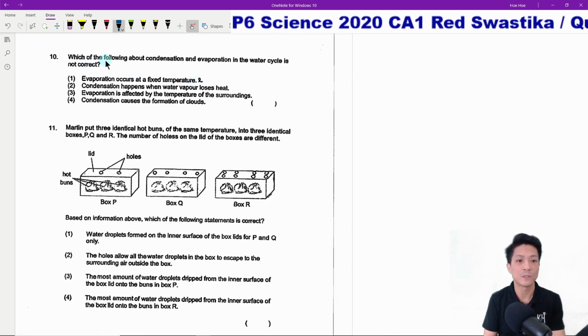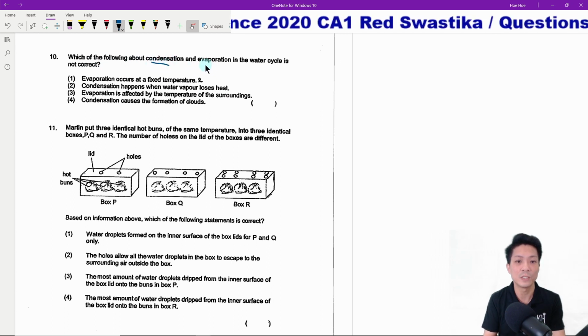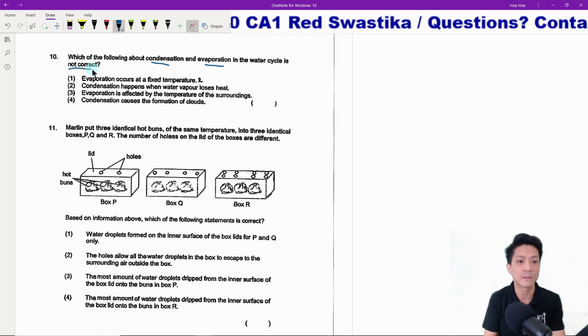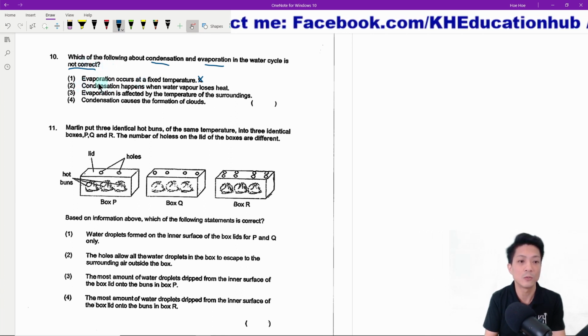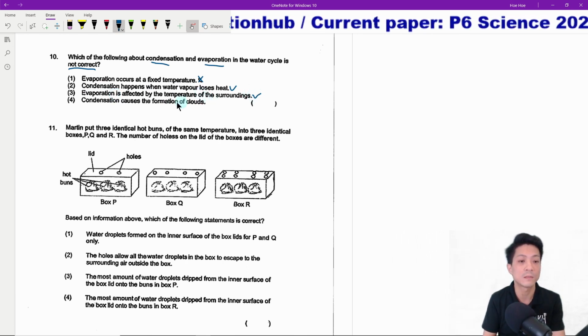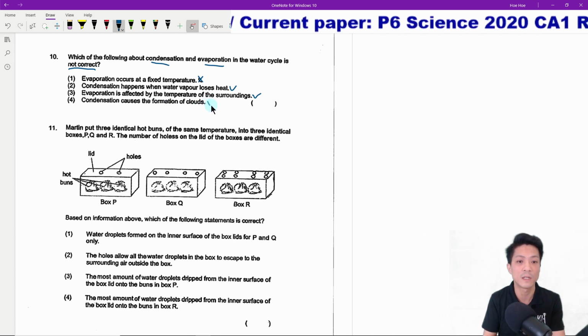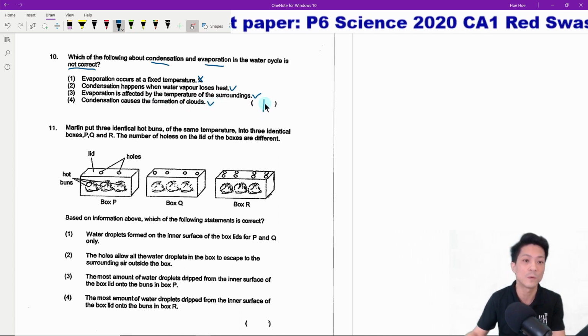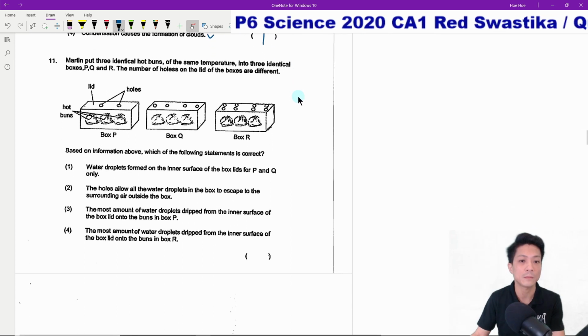Question 10. Which of the following about condensation and evaporation in the water cycle is not correct? The evaporation occurs at a fixed temperature. This is wrong because evaporation occurs at all temperatures. They're asking for the one that's not correct, but I'm going to go through options 2, 3, and 4. Condensation happens when water vapor loses heat. Yes. Evaporation is affected by the temperature of the surroundings. Yes. Condensation causes the formation of clouds. Yes. So the answer is option 1.